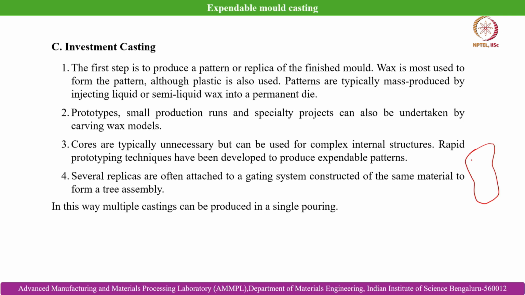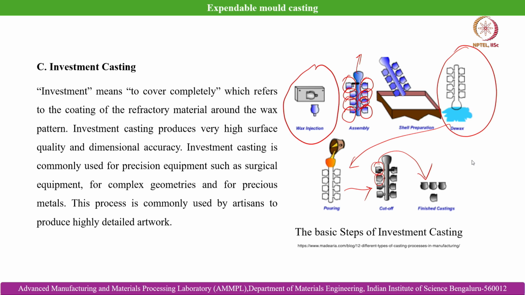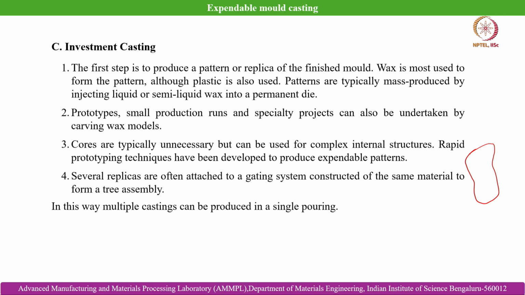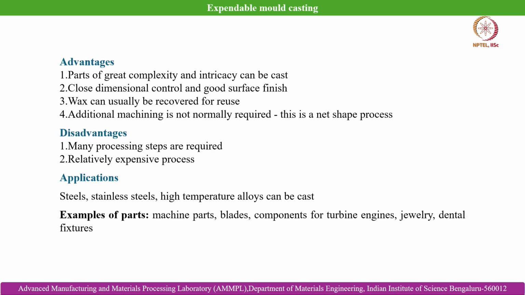So several replicas are often attached to a gating system, like I have shown in the previous slide. So you can see the several patterns are attached to the single sprue system to make a complete tree assembly, and that tree is basically dipped into the ceramic slurry, and we get the ceramic shell out of it. So this is how investment casting is made. These are the functional parts. And the advantages are parts of great complexity and intricacy can be cast, which are otherwise extremely difficult or impossible to be manufactured by other casting routes.